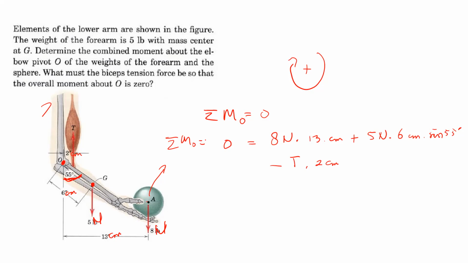Using this equation, can we find the value of T? Pakai persamaan ini apakah kita bisa mendapatkan nilai T? Raka? Bisa, Pak. Bisa ya. Oke. Jadi 8 kali 13 itu berapa tuh? 104, Pak. Yes. 104 Newton centimeter ditambah 5 Newton kali 6 cm kali sin 55 berapa itu?